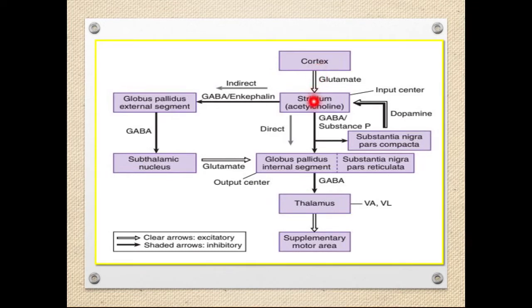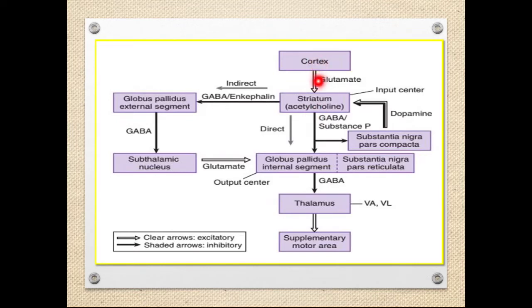The cortex, from the cortex it goes to the striatum, from the striatum it goes to the globus pallidus internus, from the globus pallidus internus or internal segment it goes to the thalamus, and from the thalamus it goes to the cortex. Forget about the supplementary or whatever, just imagine from the thalamus it is going back to the cortex. So there is one loop: cortex, striatum, globus pallidus internus, thalamus, and then back to the cortex. This is the direct pathway. Okay. The second one is indirect.